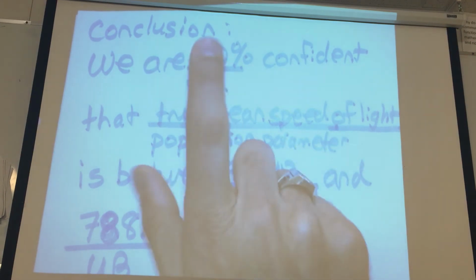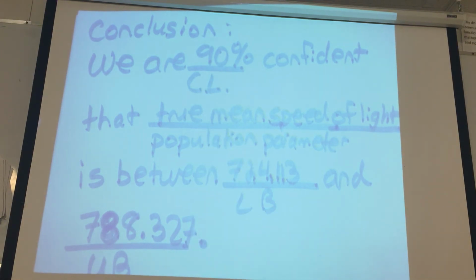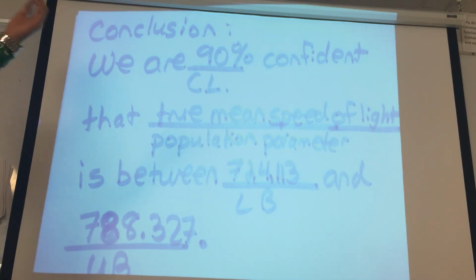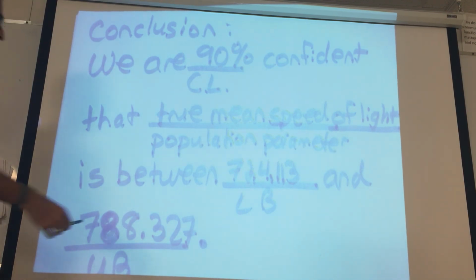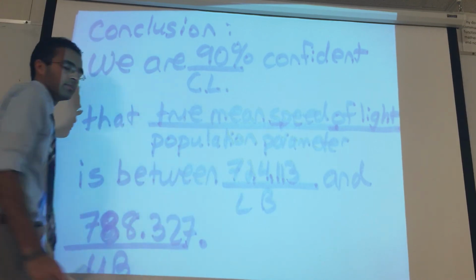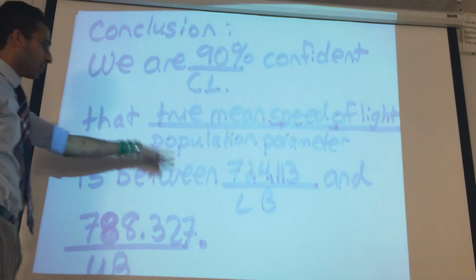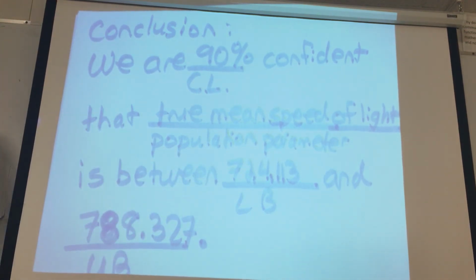So the only things that will ever change are the underlined parts. Now, what does this really mean? All this says is that we are 90% sure that the true value is somewhere between this and this. That's what we're saying. So there's a 10% chance it is not there. But we're 90% sure it's between this and this. That's what we mean by a confidence interval.